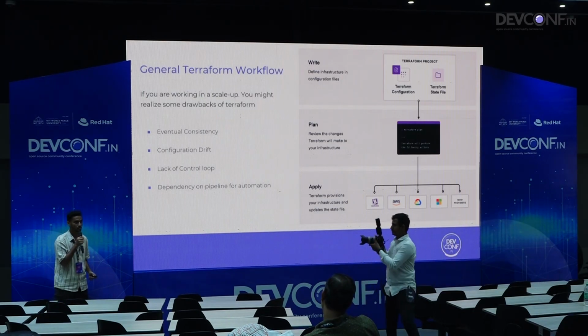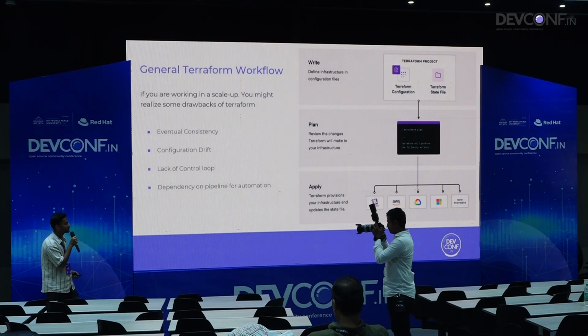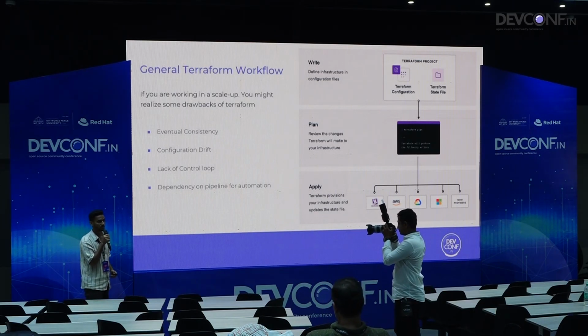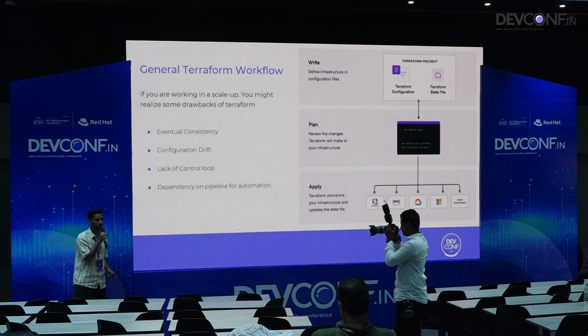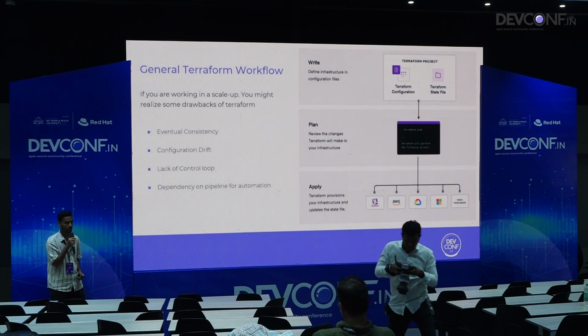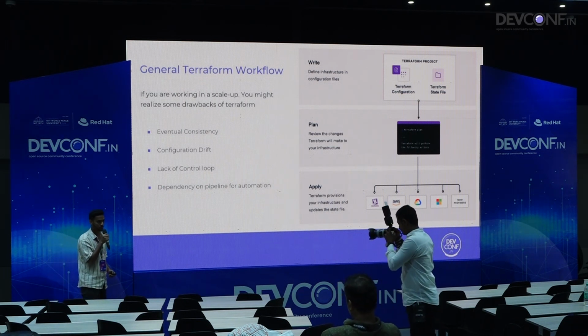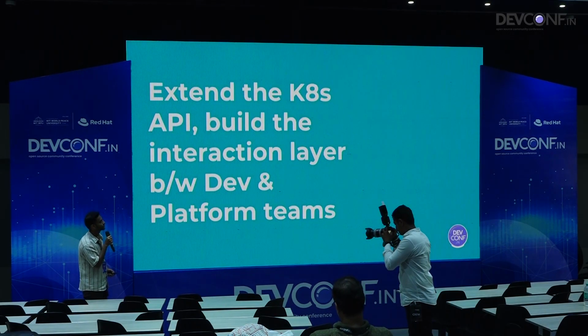There is the lack of control loop, which I already discussed. And there is a lot of work. You have to create a lot of pipelines. GitOps avoids all the pipelines. So with Kubernetes, GitOps comes into the picture. That is lacking in Terraform.